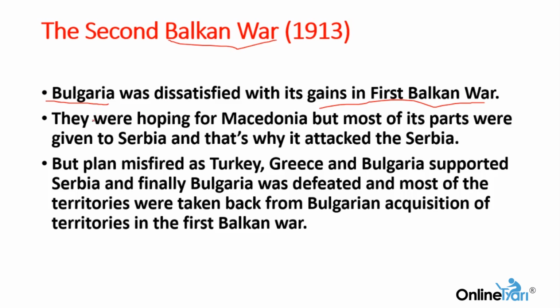They were hoping for Macedonia, but most of its parts were given to Serbia, and that's why Bulgaria attacked Serbia. So here you see Bulgaria attacks Serbia, for what? To get Macedonia. But strangely, this time Turkey, Greece, and Romania supported Serbia, and finally Bulgaria was defeated, and most of the territories it had acquired in the First Balkan War were taken back.